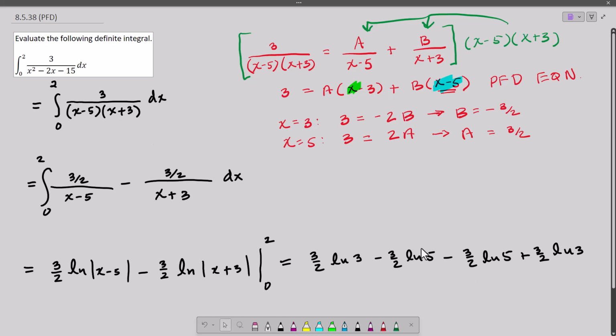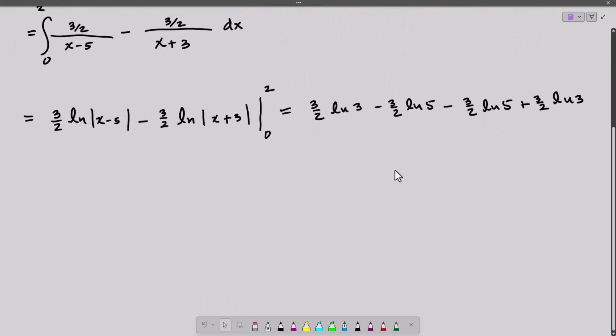We have some terms that we can combine there, so let's go ahead and do that. So we have the ln of 3's right there, so we have 3/2 plus 3/2, which is 6/2, which is 3. So we have 3 ln 3, and then we have the natural log of 5's, so we have minus 3/2 minus 3/2, so that's minus 6/2, so that's minus 3 natural log of 5.